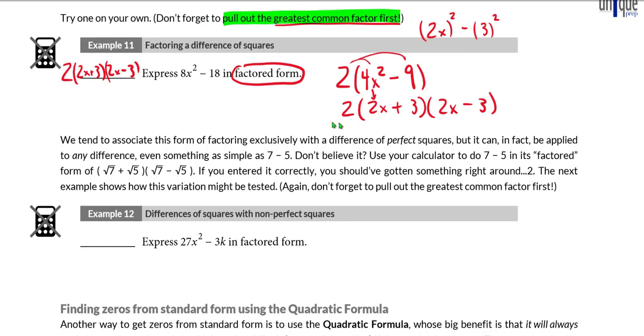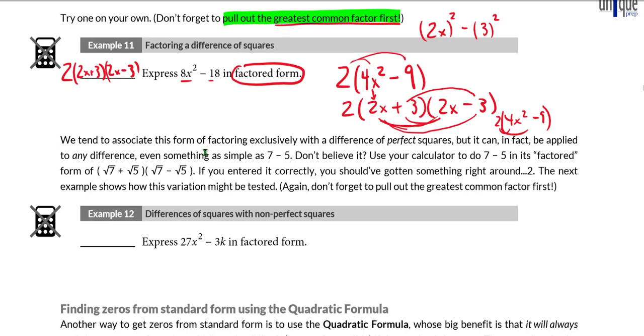3. Of course, we should FOIL this all back through, distribute this back through, so we get 4x squared minus 6x plus 6x, so the 6x's will cancel out, and then we have plus 3 times negative 3. So indeed, we do get that 4x squared minus 9, and if we were to distribute that 2 back through, we already did that, we would get 8x squared minus 18.